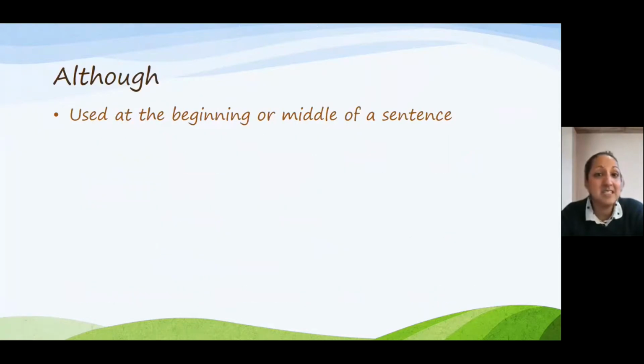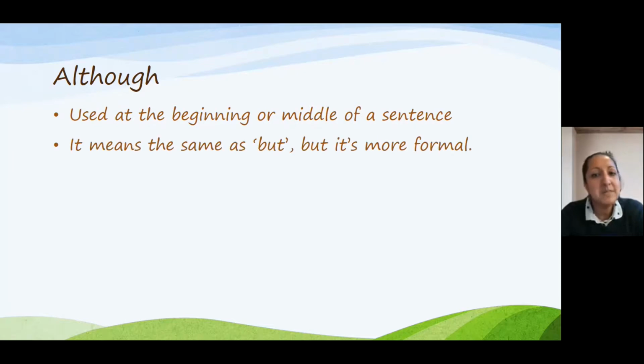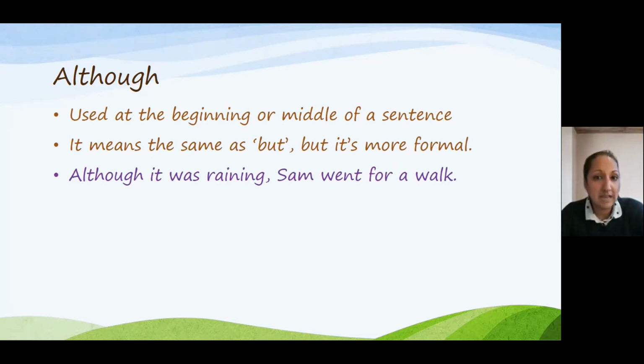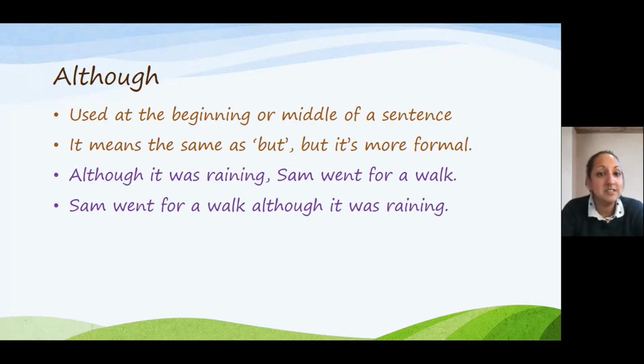Although is used at the beginning or the middle of a sentence, and it means the same as but it's a bit more formal. For example, although it was raining, Sam went for a walk. So again, you've got that contrast of a positive and negative idea. It was raining, which is a negative thing, but Sam still went for a walk. You can move it around and say Sam went for a walk although it was raining.